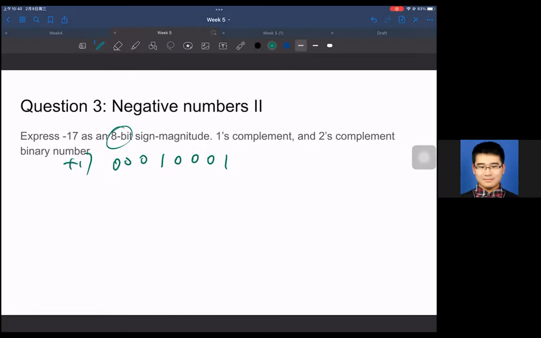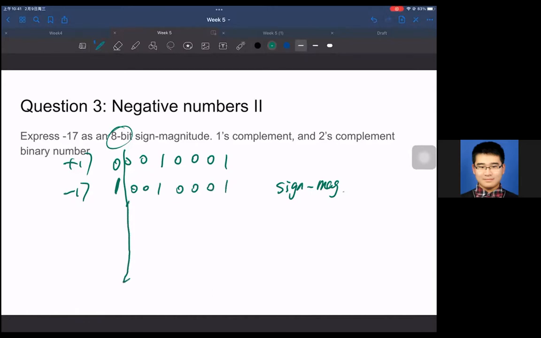Okay, so what about -17? Let's start from sign magnitude. We just swap the first bit. Remember, this bit is for the symbol and the rest is for the number. So we just copy 0, 0, 1, 0, 0, 0, 1. That will do it. Simple and easy, right? And the next step.